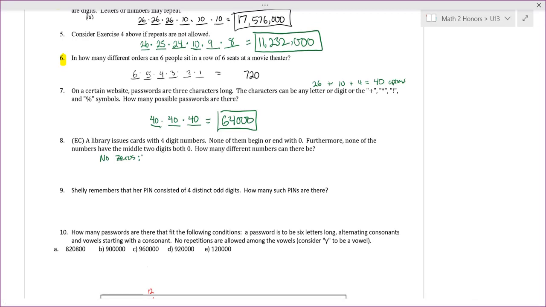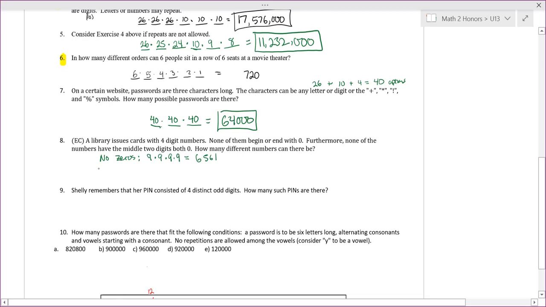It doesn't say we can't repeat, so we're going to assume we can repeat. And so we have 9 options for our first digit, because there's 10 options, 1 through 9. We can't use a 0. 9 for our second, third, and fourth. So 9 times 9 times 9 times 9, which is 6,561 ways to get a 4-digit number that doesn't have any zeros.